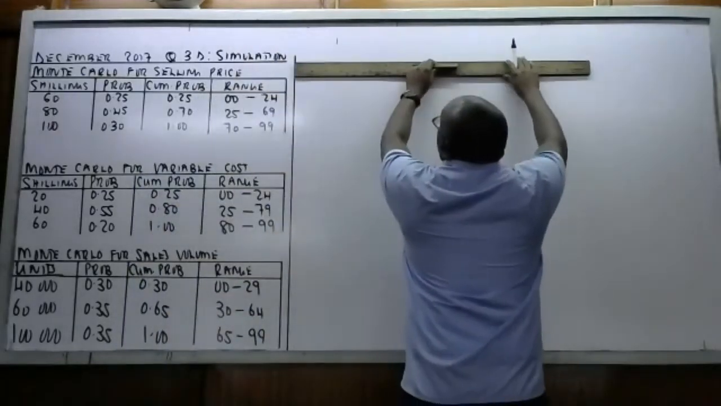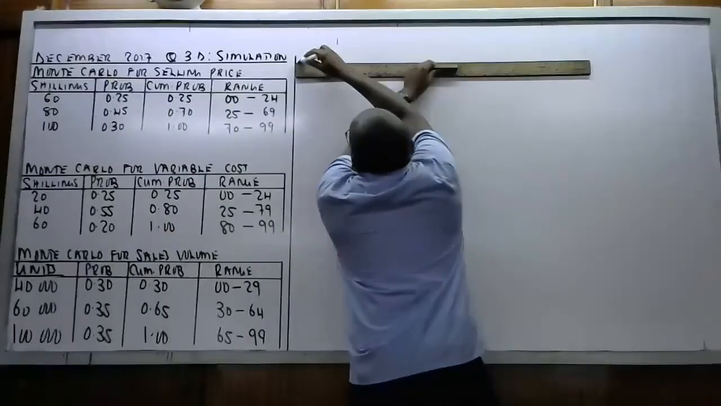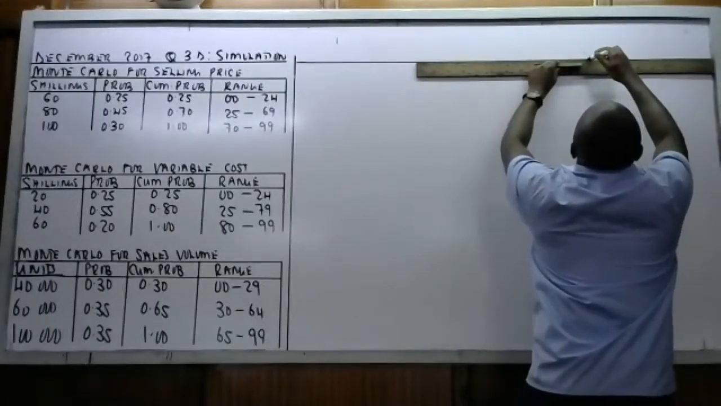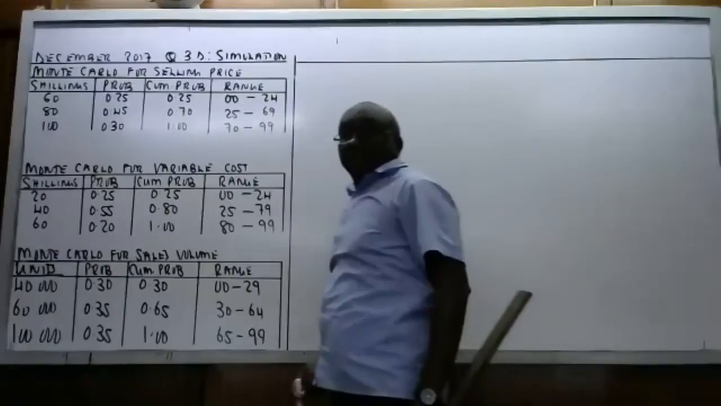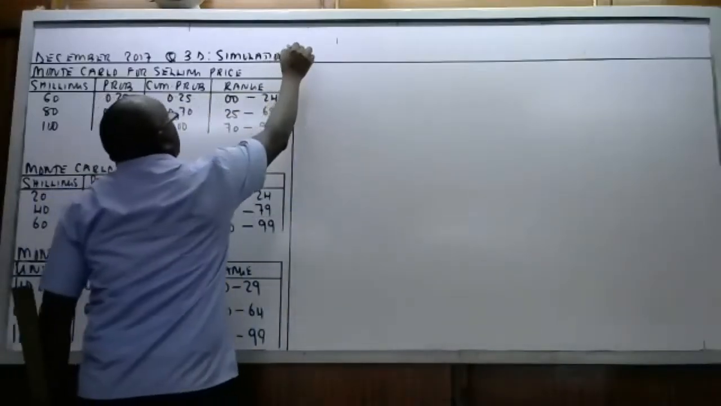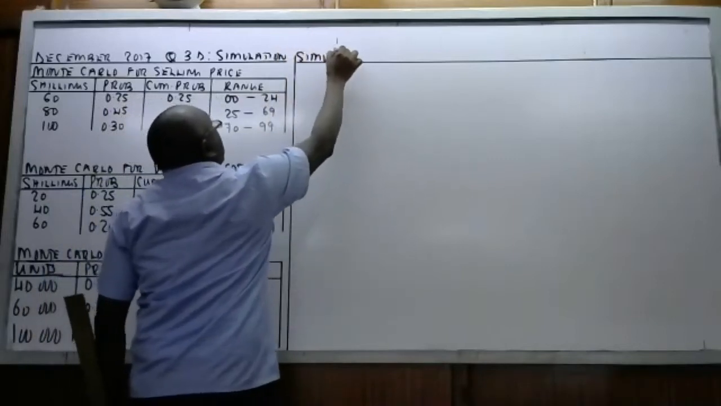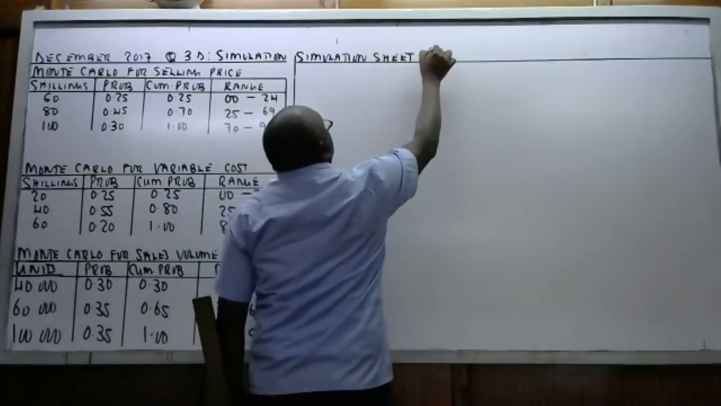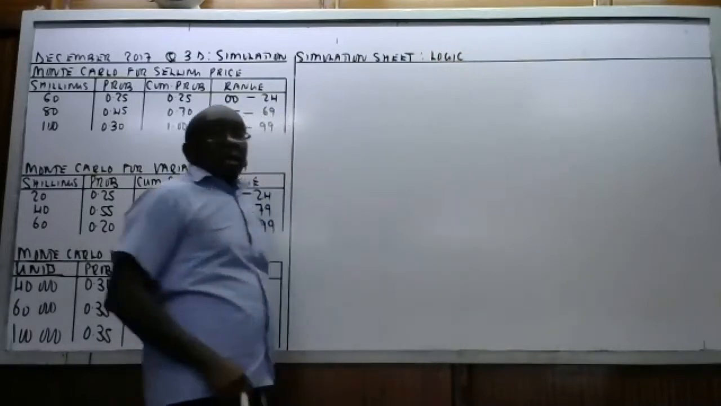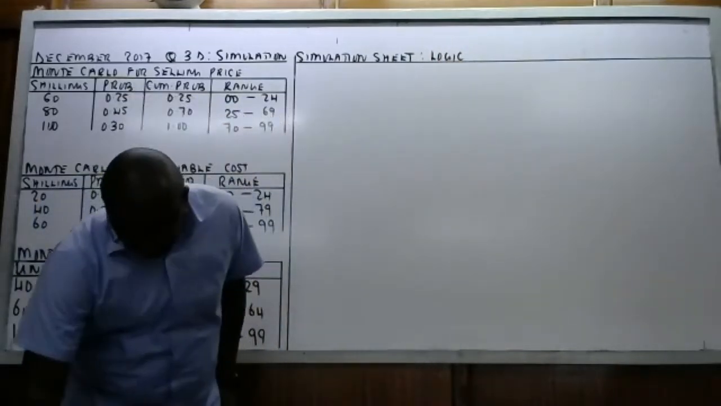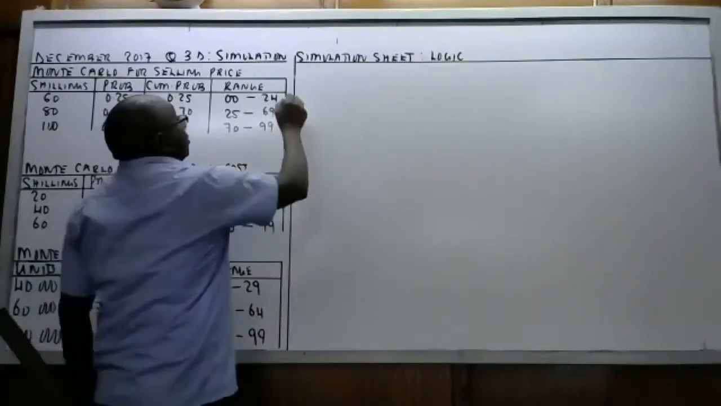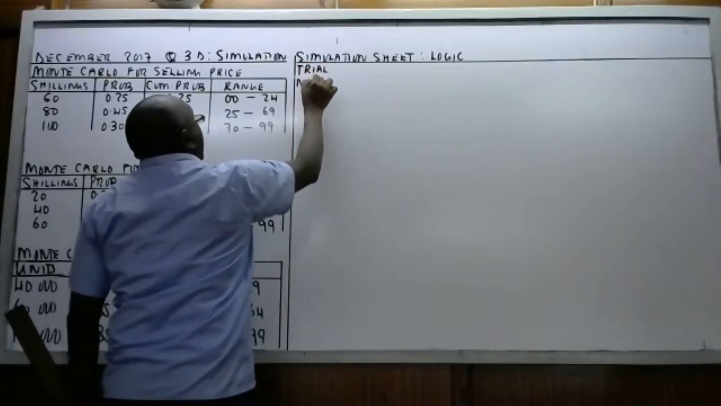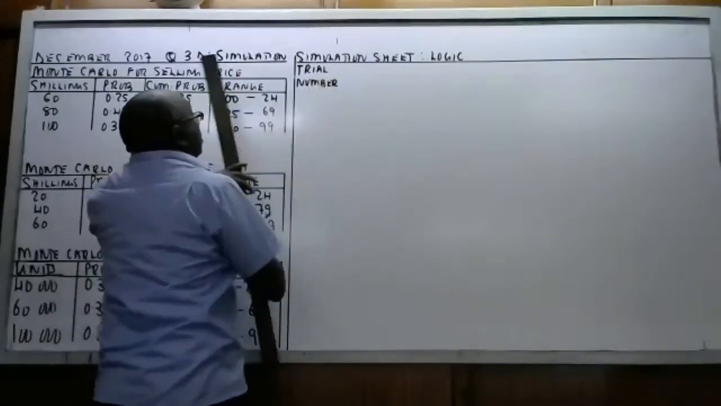So after the Monte Carlo, we are supposed to draw the simulation sheets. And remember, this is also what we call the logic. So we are told to do 10 trials. So we will have trial number.